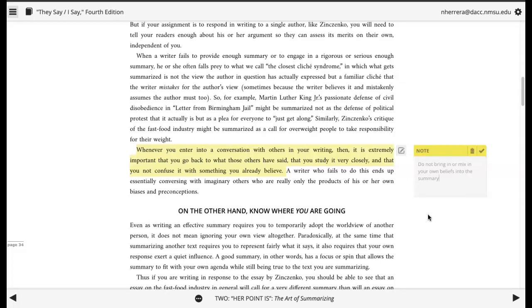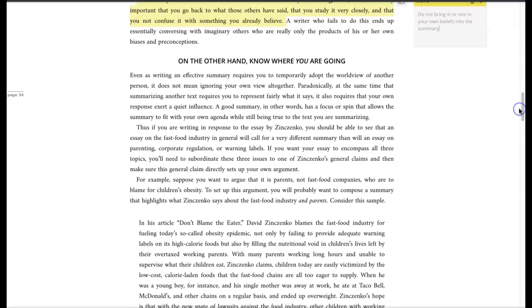So avoid preconceived notions, do not bring in your own beliefs. Again, the summary is about the author, and you want to make sure that you don't mix it up with what you believe and what he believes. Again, the summary is just about the author. If you have a similar belief, you can go ahead and respond to that in the response.